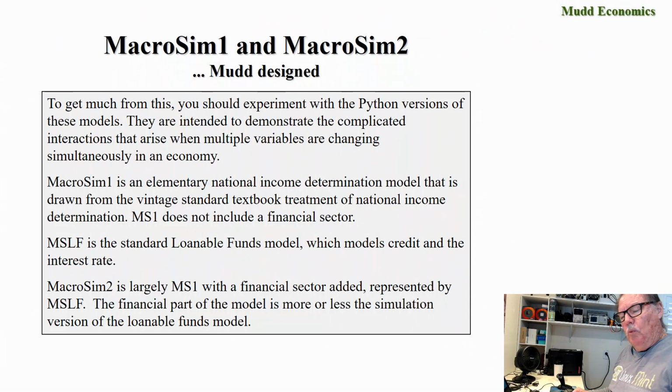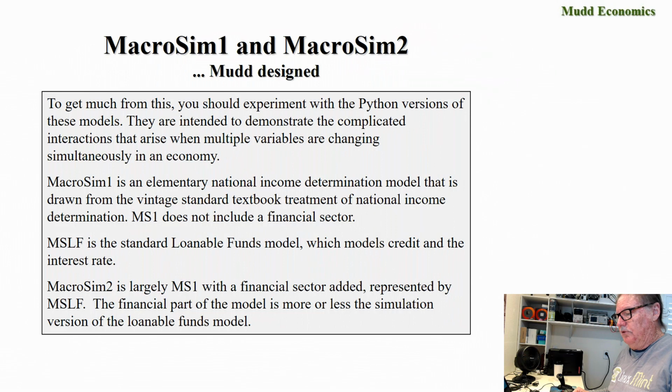Now, MacroSim1 is the oldest. It's an elementary national income determination model that's drawn from a vintage standard textbook treatment of national income determination. And MacroSim1 does not include a financial sector.